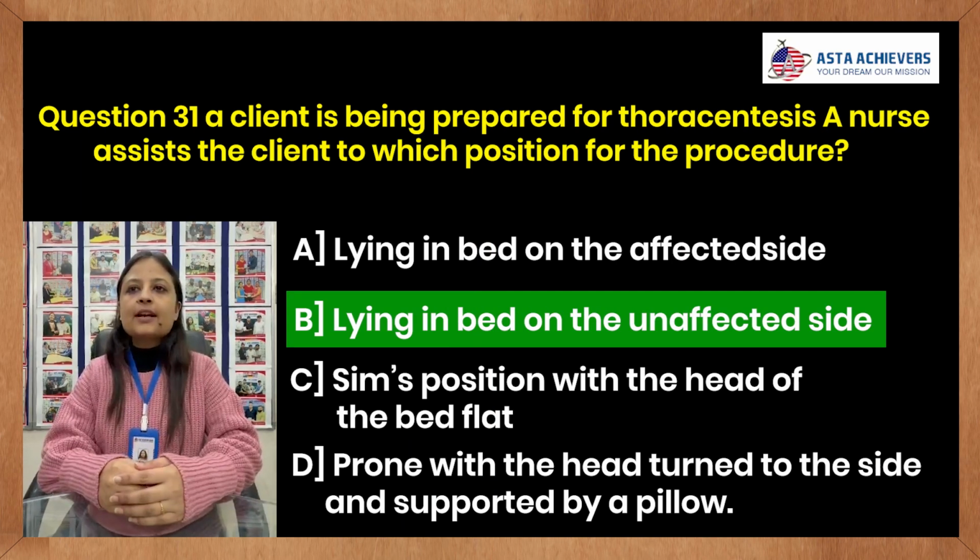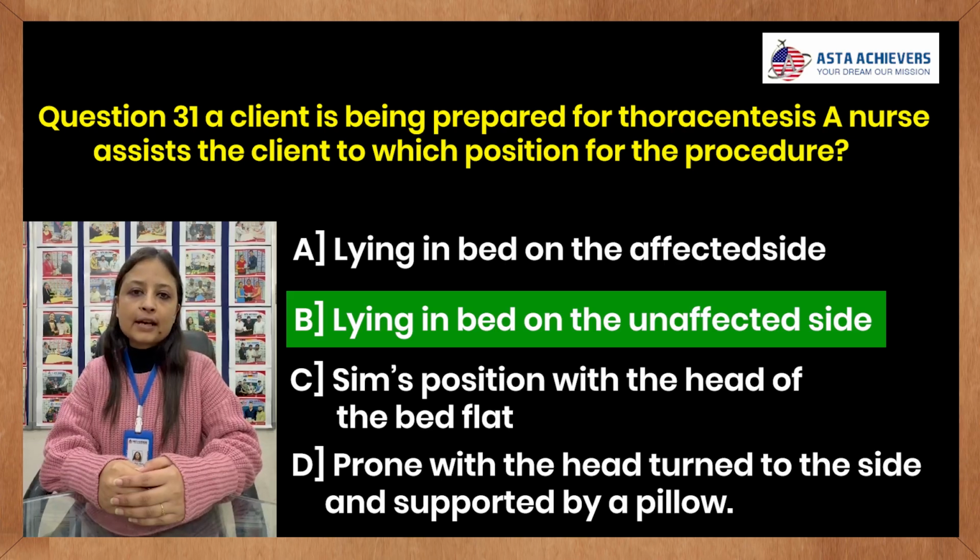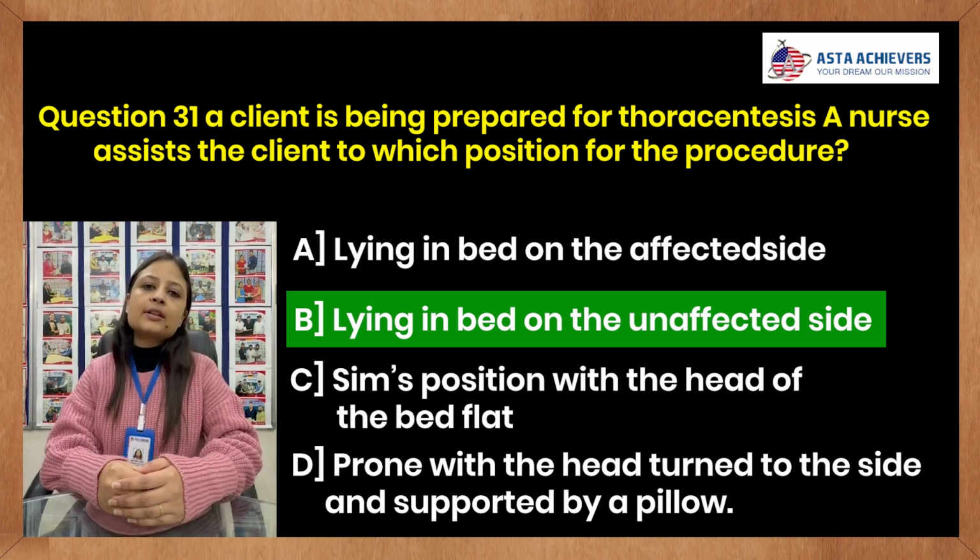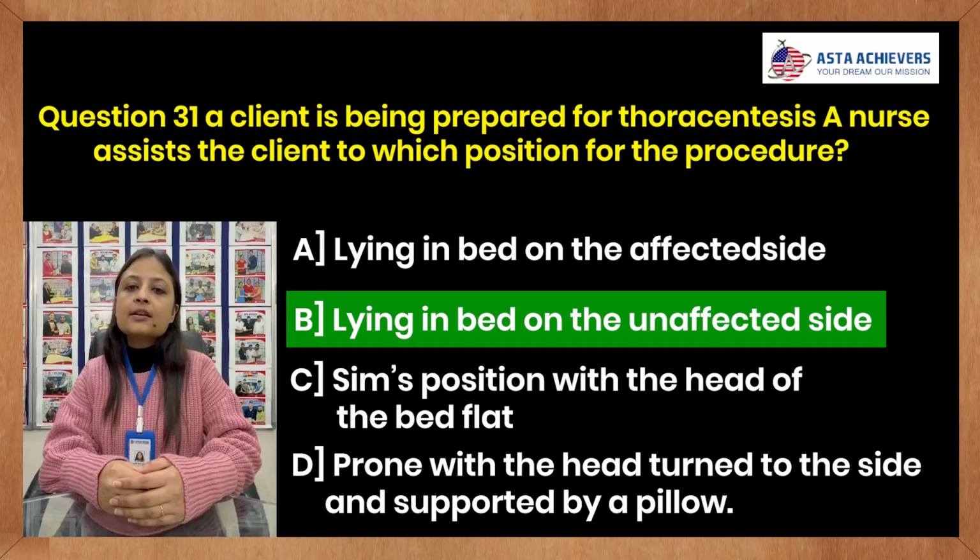Question number 31. A client is being prepared for thoracentesis. A nurse assists the client to which position for the procedure? So here we have four options. Option A, lying in bed on the affected side. Option B, lying in bed on the unaffected side. C, Sims position with the head of the bed flat. And option D, prone with the head turned to the side and supported by the pillow.